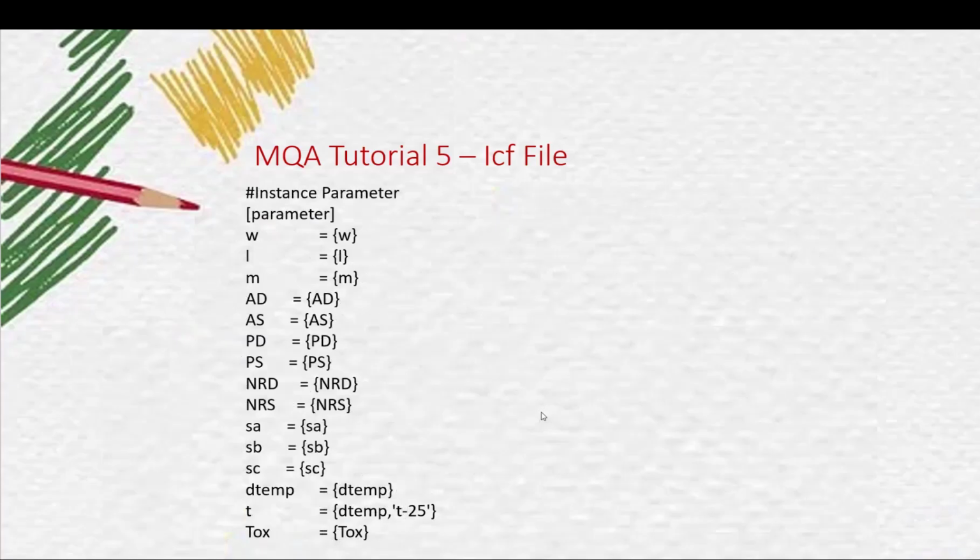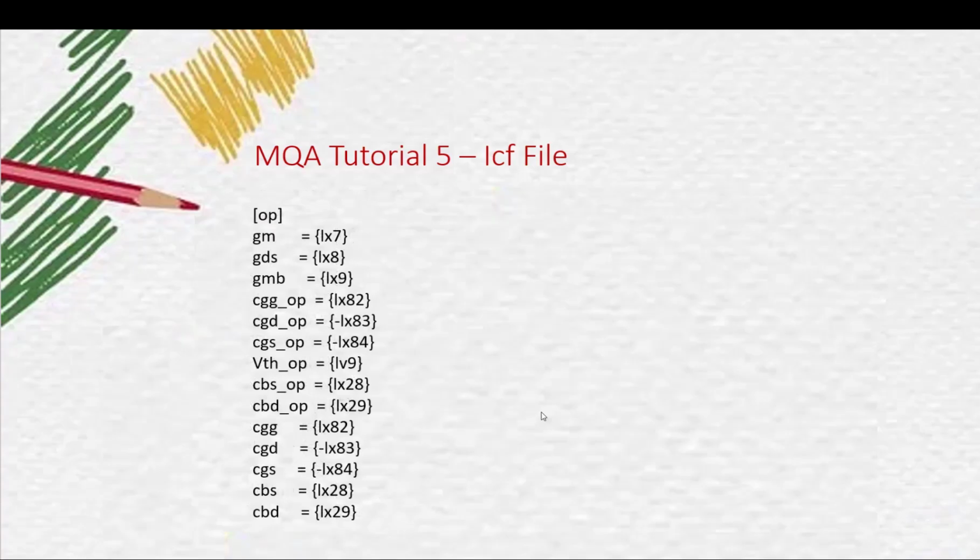The fourth section of the Icf file is instance, just the instance name. Just make sure they match with what is defined in the model file. And the last section is OP. OP is a special target. This file is an HSpice one for my Icf file. In HSpice, you can use the LX method to get output. If you want to use them as a target inside MQA, you can also use the OP method.